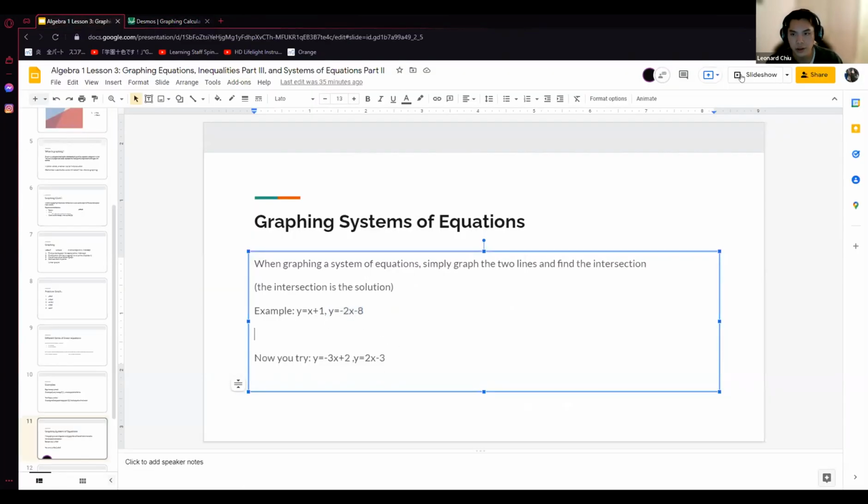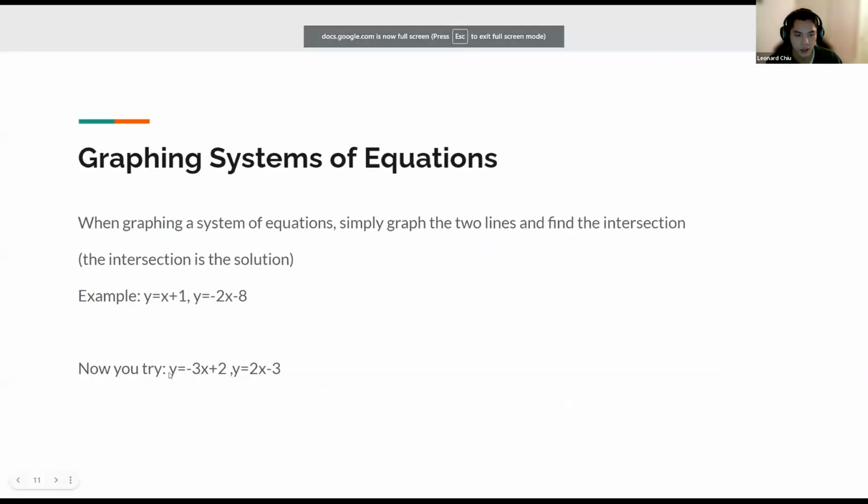All right, now you try this one. I'll give you a minute or two to do it. It's okay if you don't finish. y equals negative 3x plus 2, and y equals 2x minus 3.